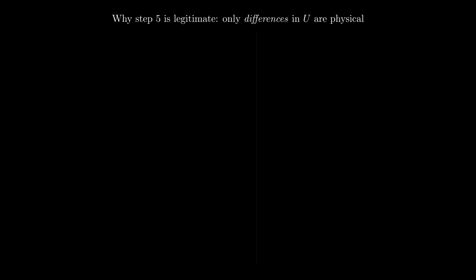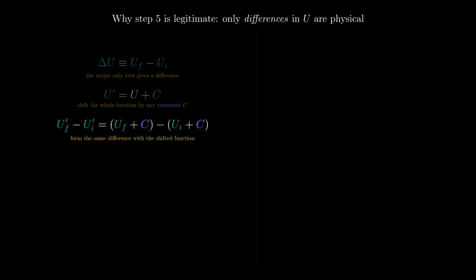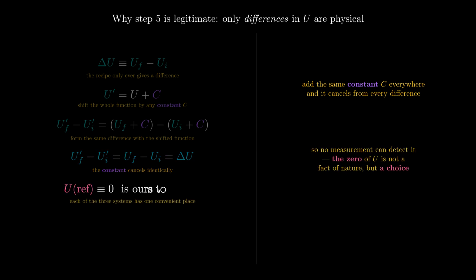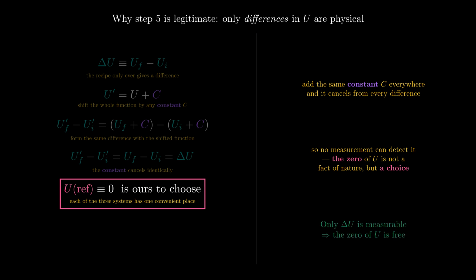Why is step 5 legitimate? Delta U is built as a difference. Introduce a function U with delta U equal to U sub f minus U sub i. The physics determines only that difference. Add the same constant to U everywhere and it cancels from every difference, so no measurement can detect it. The zero of potential energy is therefore not a fact of nature. It is a bookkeeping choice, free for us to place wherever the algebra comes out cleanest. Each of our three systems has one obviously convenient place.